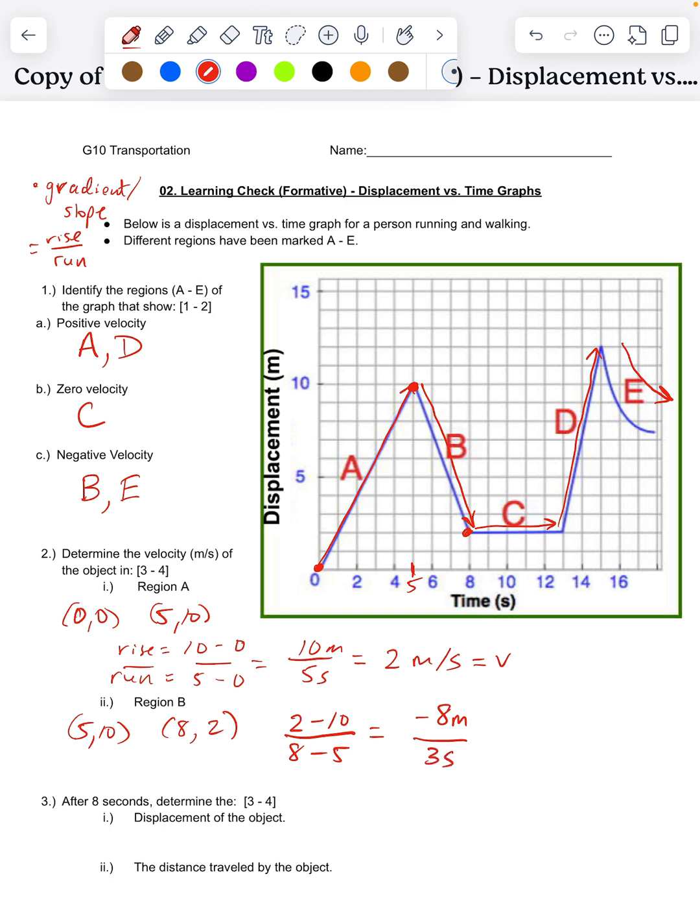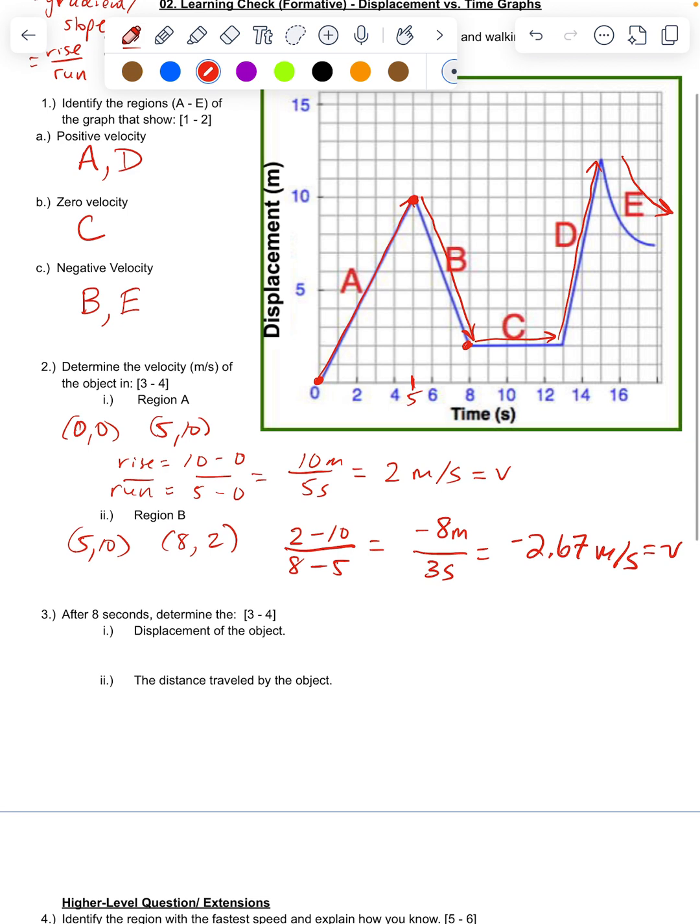So I went down 8 meters from 10 to 2, and it took me 3 seconds to do that. So in a calculator, you could calculate this. It looks like it's 2 2/3, which is about 2.67 meters per second. And that velocity is negative. It's negative because we're moving in the negative direction back towards zero. And you can see that the slope in part B has a negative gradient to it.